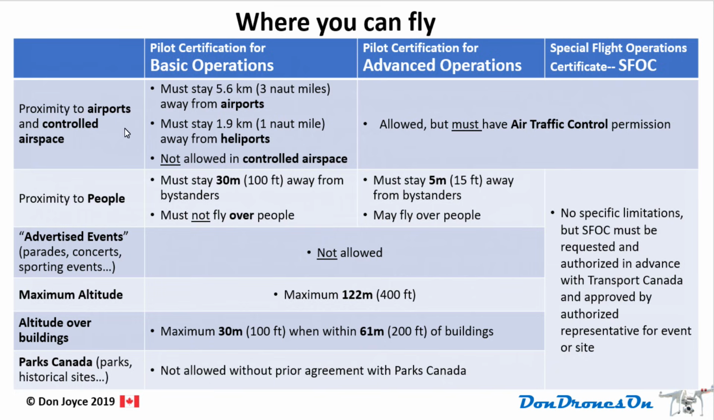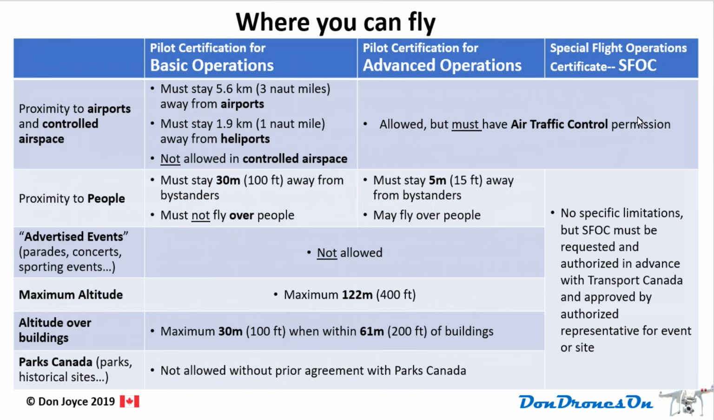So, proximity to airports and controlled airspace. You have to be 5.6 kilometers away from airports, you have to be 1.9 kilometers away from heliports, and you cannot be in controlled airspace. And controlled airspace is defined on navigation maps, and if your drone is an advanced drone like a DJI drone, it will tell you if you're in controlled airspace and prevent you from flying there. If you have an advanced operations certificate, you can fly in these environments with air traffic control permission.